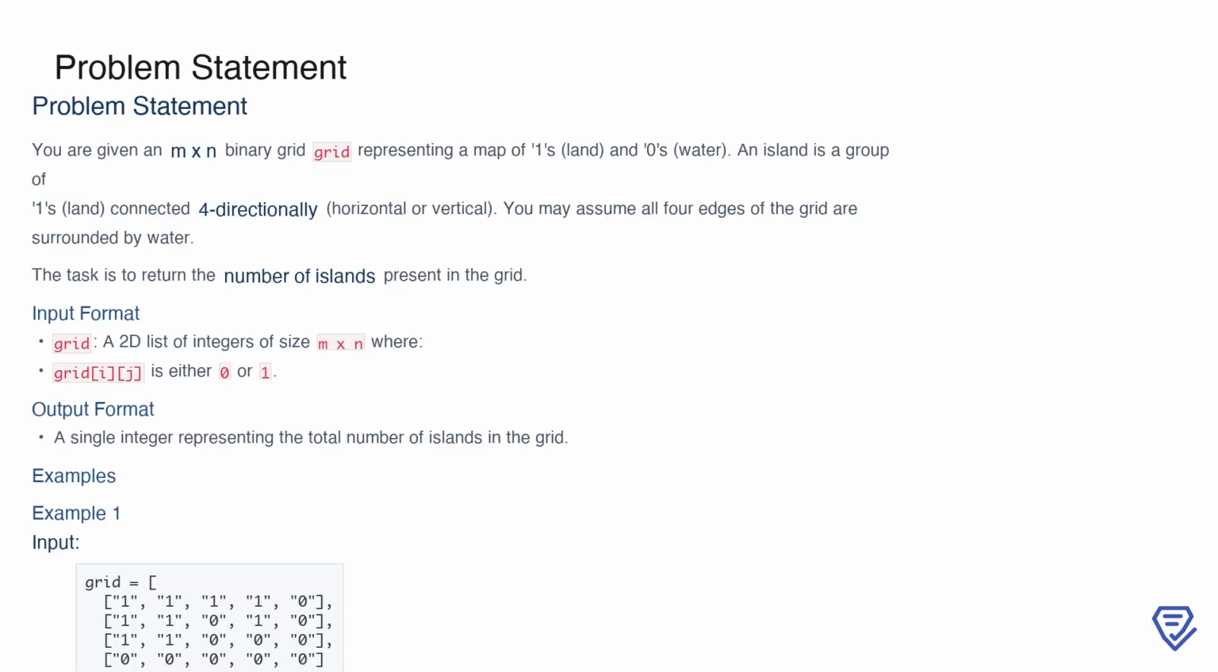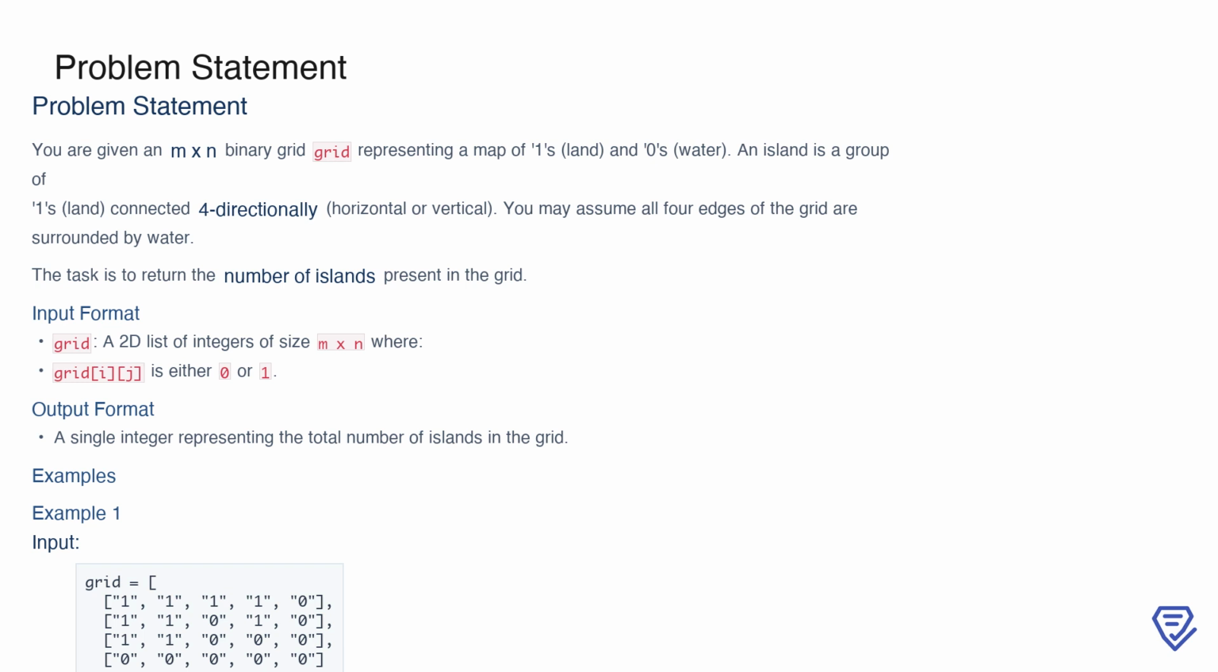In this problem, you're given a grid of size m by n, where each cell is either 1, representing land, or 0, representing water. The grid essentially represents a map, and your goal is to find out how many distinct islands exist in this map. An island is defined as a group of ones that are connected in a four-directional manner. This means connections can only occur horizontally or vertically, not diagonally.